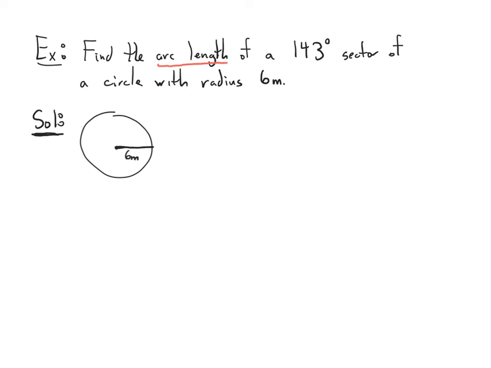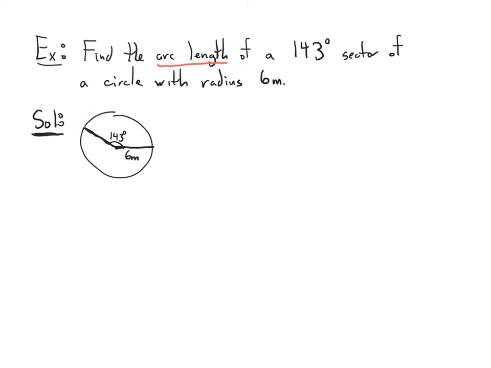Thinking of this, I know that a straight angle is 180 degrees and a right angle is 90 degrees. So it's going to be somewhere in between, maybe even a little past halfway. You could work that out if you're very curious. So this is 143 degrees. I want to calculate the arc length.